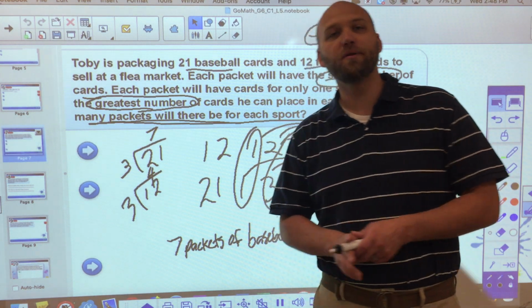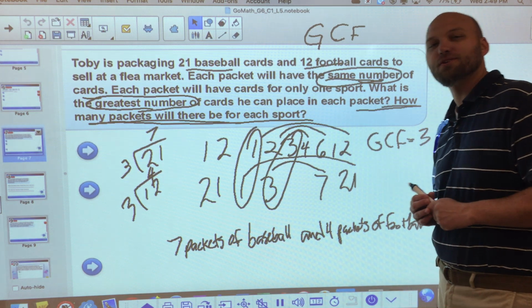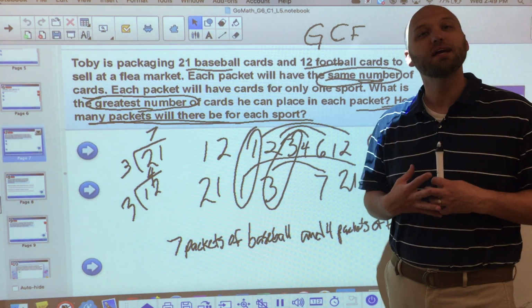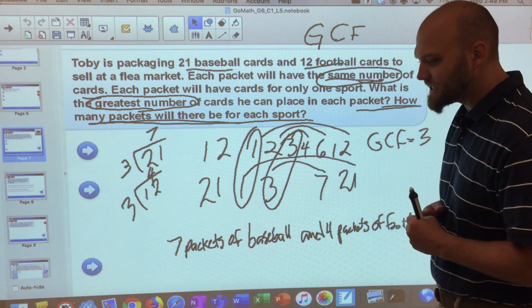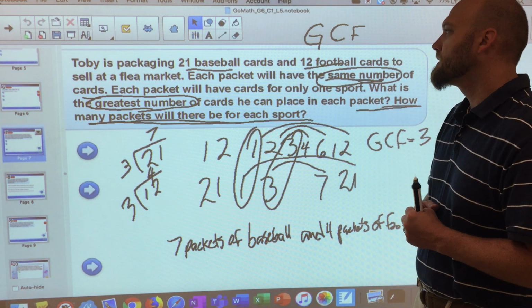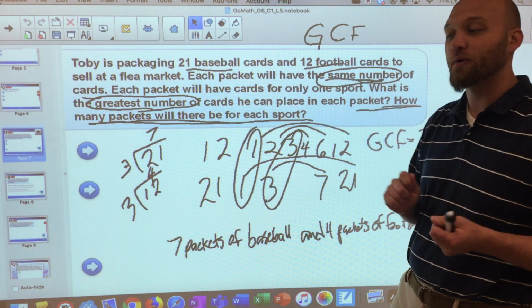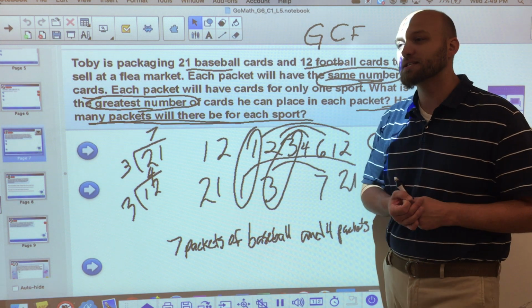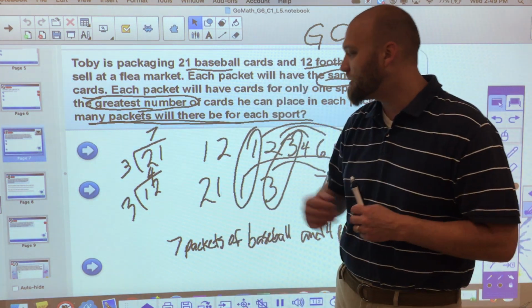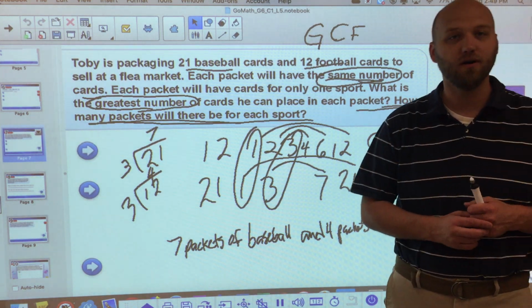If this were a word problem, it would say explain using numbers and words. That's a different answer altogether, because I don't have to just come up with an answer. I need to explain myself. So in that case, I might say something along the lines of, Toby is packaging 21 baseball cards and 12 football cards. I know that the greatest common factor of 12 and 21 is 3. Using the greatest common factor of 3, I divided both and realized that he will have 7 packets of baseball cards and 4 packets of football cards.